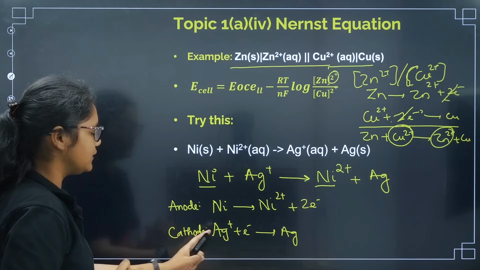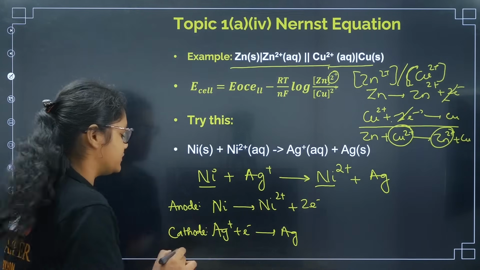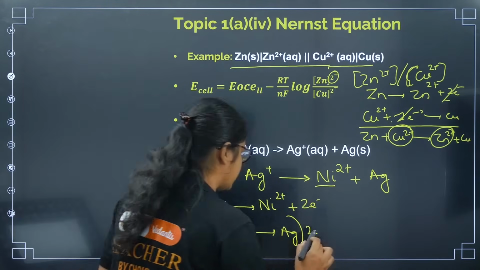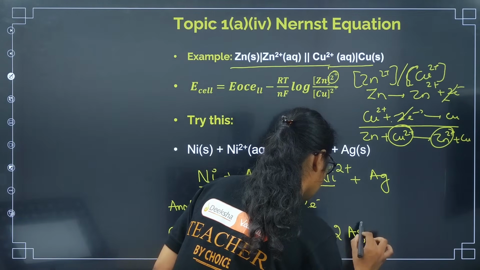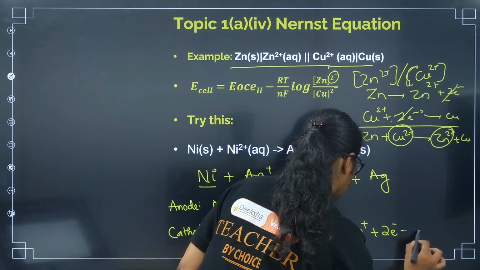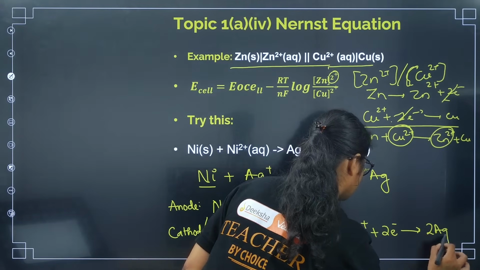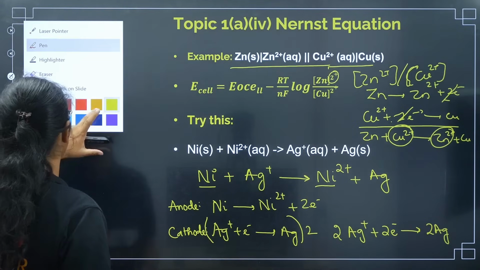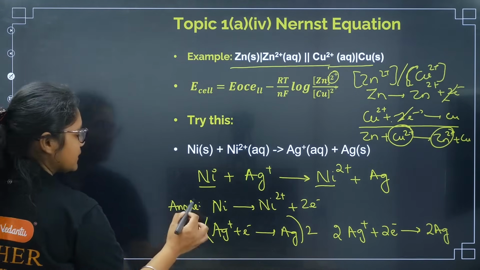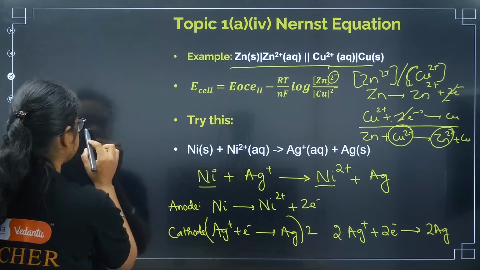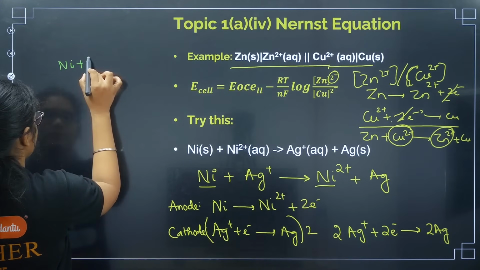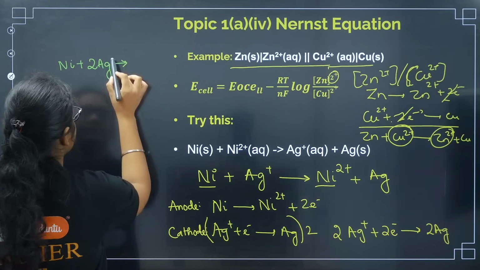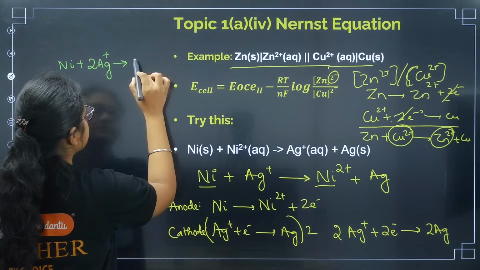Now if you see here, there are 2 electrons, and here it is 1 electron. So this equation you have to multiply by 2. Then what I will get here is 2 Ag+ plus 2 electrons gives 2 Ag. Now you have to add both the reactions, anode and cathode reactions. If I add both, Ni is there, so I'll write Ni plus 2 Ag+ gives Ni2+ plus 2 Ag.